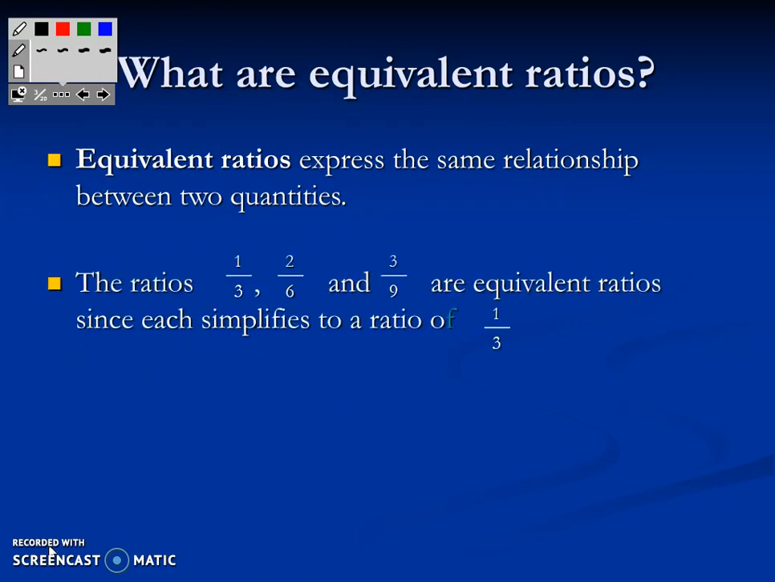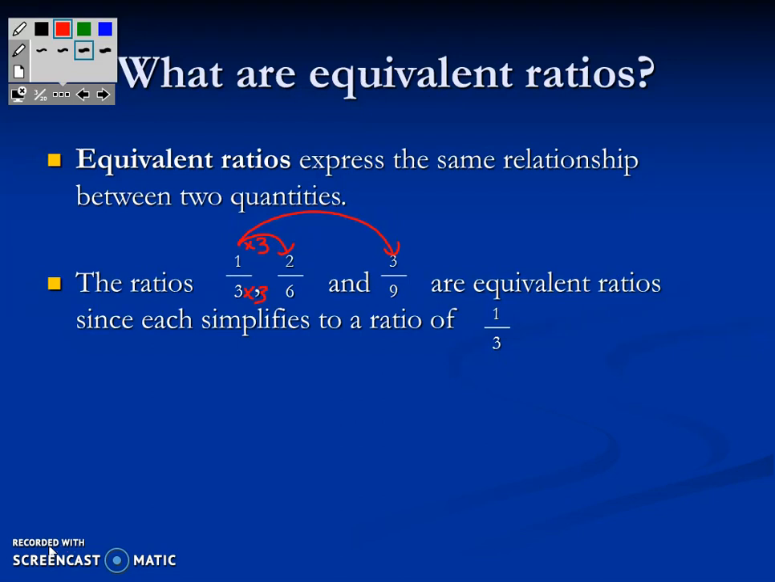It just says the ratios 1/3, 2/6, and 3/9 are equivalent ratios. I want you guys to pause the video and try to figure out how did they get from 1/3 to 2/6, and how did they get from 1/3 to 3/9. Now from 1/3 to 3/9, we multiply by 3. So whatever I do on the top, I do on the bottom. So 1 times 3 gives me 3, and 3 times 3 gives me 9.